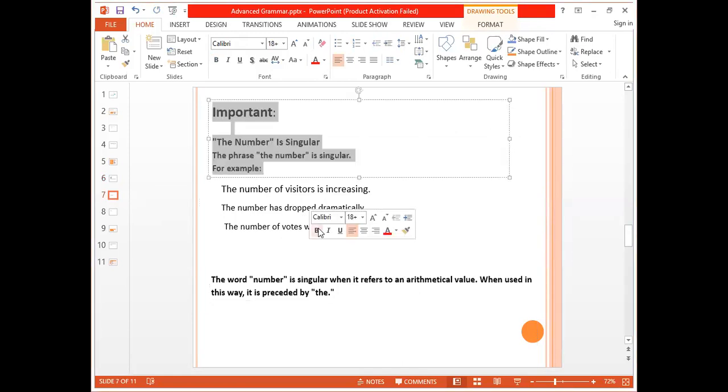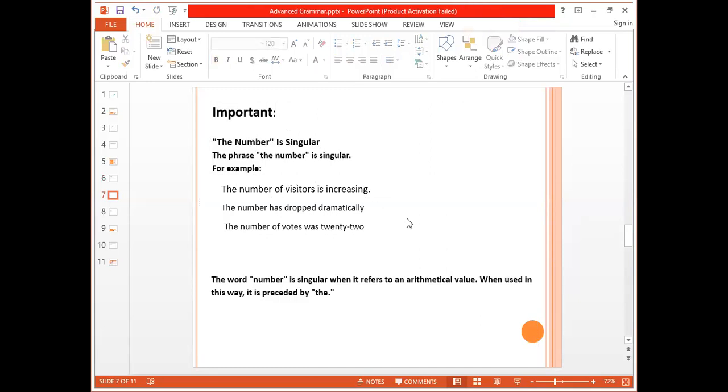All right. Now, look here. This is important for all of you, clear? Number one, the important thing: the number is singular. Remember, whenever you want to use the number, the number is singular, clear? For example, the number of visitors.